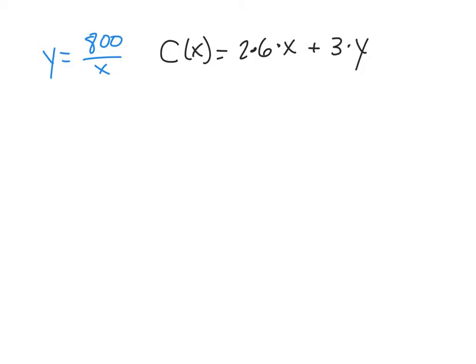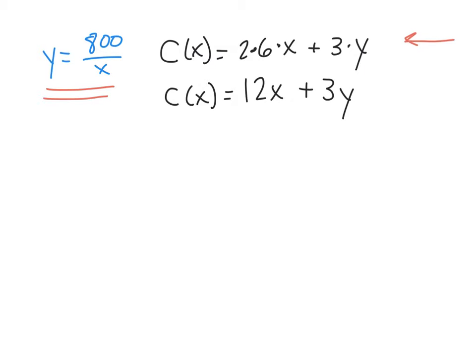So I've rewritten the two equations from the last slide. Our constraint is y equals 800 divided by x, and then this function is called the objective function. That's the one that we're going to try and minimize. I am going to try and clean this up a little bit though. So our function c of x actually equals 12x, because 6 times 2 is 12, plus 3y.